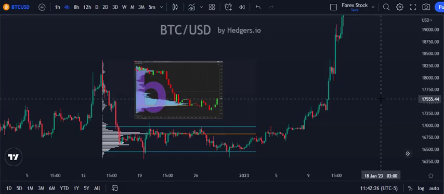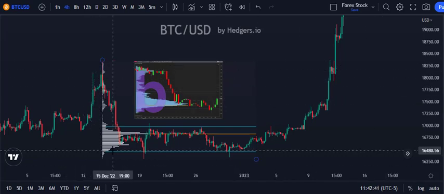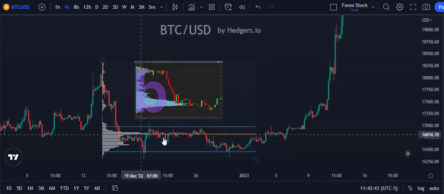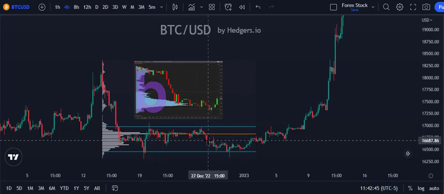Okay, now here is the second profile, which is the B-shaped volume profile. A B-shaped volume profile forms when a market falls sharply and then consolidates. You see here, it falls sharply and then consolidates at this point. It's the opposite of a P-shaped profile. We discussed the P-shaped profile, and now it's a B-shaped profile, which is the opposite of the P-shaped profile.